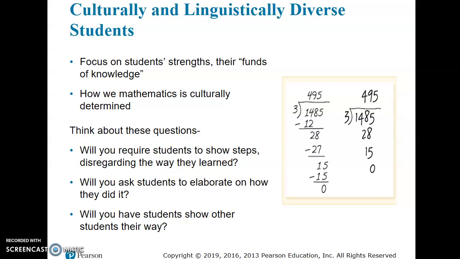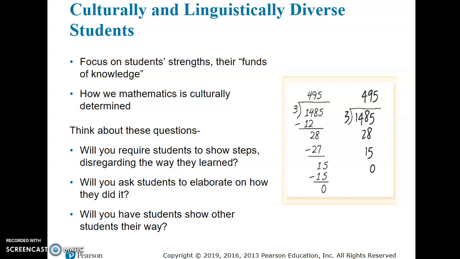In getting to know a student, we access their funds of knowledge, the essential knowledge or information students use to survive and thrive. Mathematics is considered the universal language, but that is not the case. Conceptual knowledge is universal, but procedural and symbols are culturally determined.